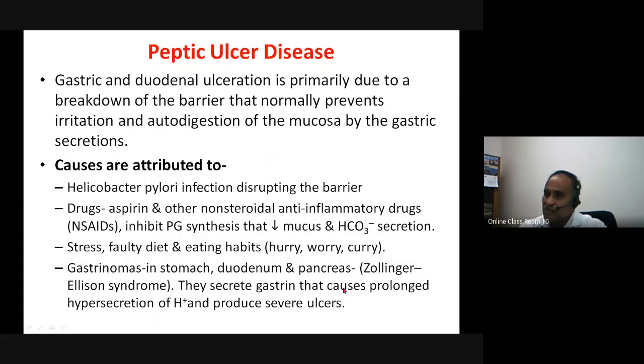These gastrinomas are also known as Zollinger-Ellison syndrome. Gastrinomas are gastrin-secreting tumors present in the stomach, duodenum, and pancreas. They secrete gastrin. By secreting gastrin, they increase the H ion secretion, and these H ions will produce the ulcer.